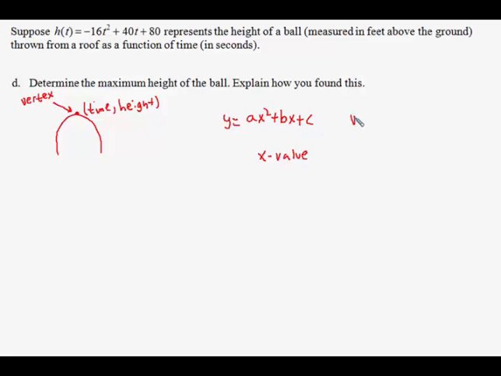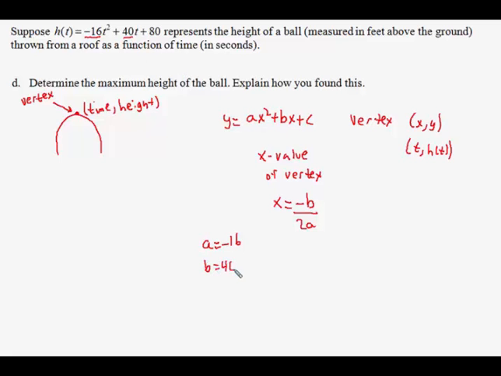Think of the vertex as a point. The vertex will have an x and a y. In my case, it won't be x, it'll be t for time, and instead of y, it'll be the height, h of t. But nonetheless, the x value of the vertex can always be found by taking the opposite of b, meaning change the sign on b, and then dividing by 2 times a. So in my problem, you may notice that the a value, the number in front of the quadratic term here, is negative 16. So my a is negative 16. And then my b is the coefficient on x. In that case, it's 40. Again, we're using t instead of x. But nonetheless, b would be 40.